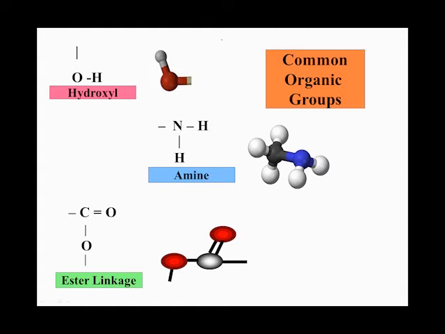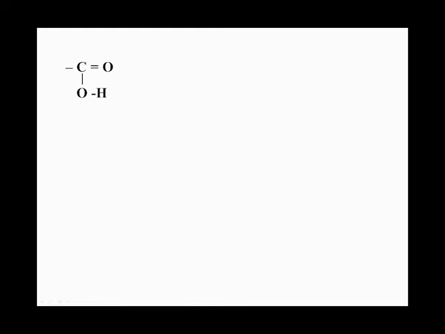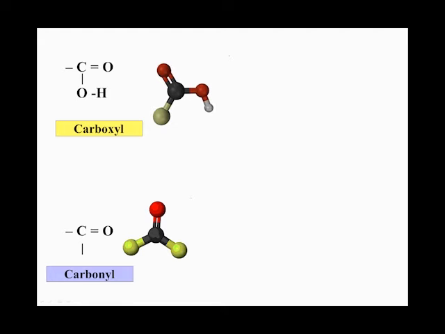Here is an ester linkage. An ester linkage means that it attaches or connects two carbon chains with this C double bond O group. Here are some others. This is referred to as a carboxyl group. A carboxyl group is characteristic of organic acids.